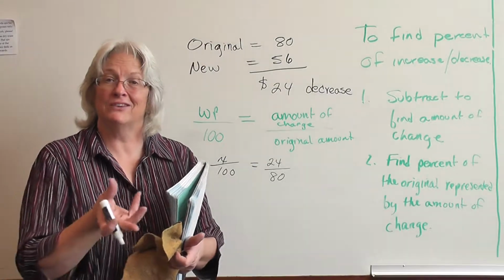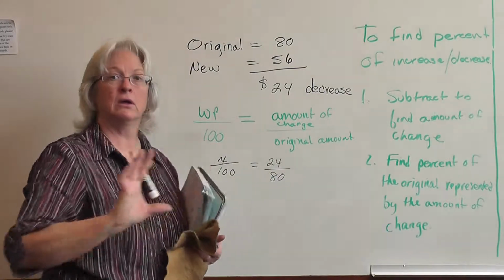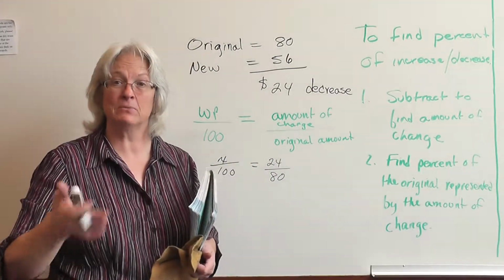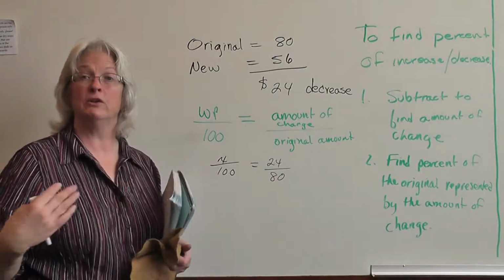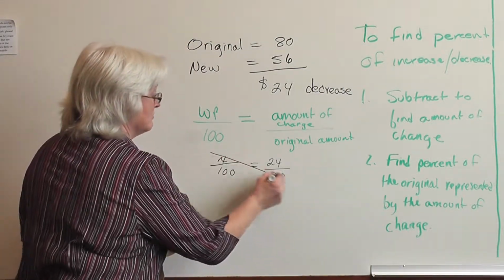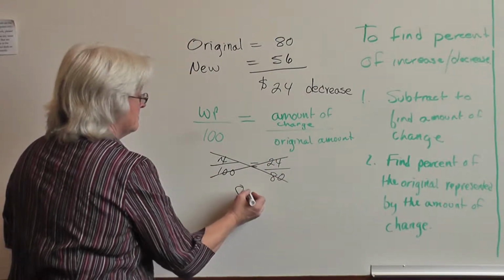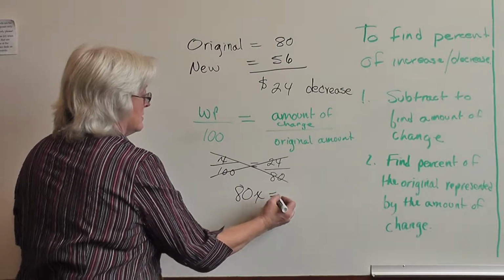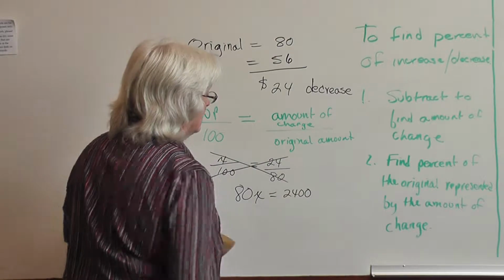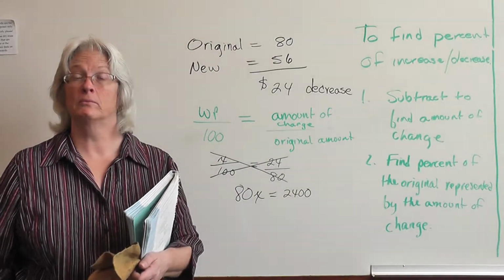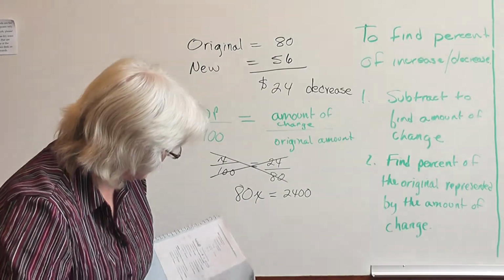And the reason we like to use proportions is because a proportion is simply a statement that tells us the two ratios are equal. Then you can use cross multiplication. Remember, we have cross products. 80x is equal to 24 times 100, which is 2400. You go ahead and divide both sides of this equation by 80.